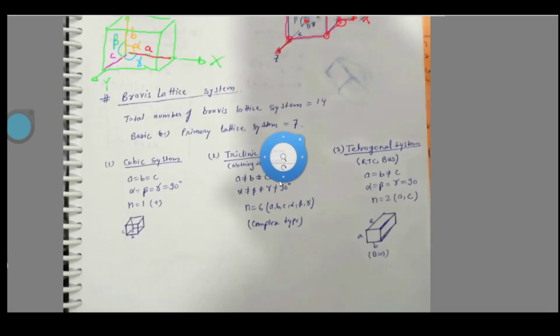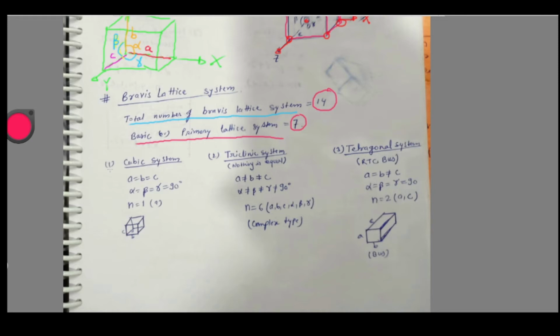Now we will talk about the Bravais lattice system. There are a total of 14 Bravais lattices, but generally we will discuss the 7 primary lattices. So the basic primary lattices are 7, the total is 14, but we will discuss the 7. So some basics we will discuss.